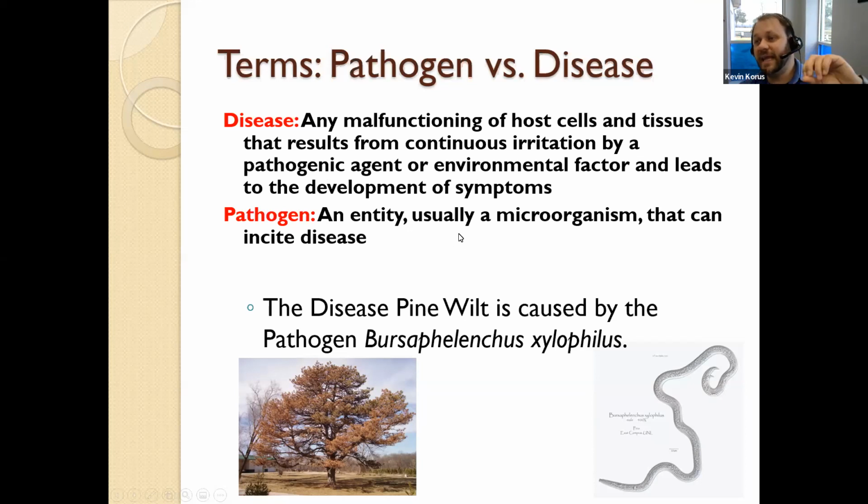So citrus greening is a disease caused by, I can't think of the bacteria's name off the top of my head because it's really hard to pronounce, but we'll see it here in a little bit. But the bacterium is the pathogen, the disease is citrus greening. So if we look at the example on this slide, pine wilt is the disease, but it's caused by the pathogen Bursaphelenchus xylophilus, which is a nematode or a plant parasite. That's the whole debate. Is it a pathogen or a plant parasite? Doesn't matter for now, we're going to call it a pathogen. So the causal agent is the nematode, but the disease is called pine wilt.